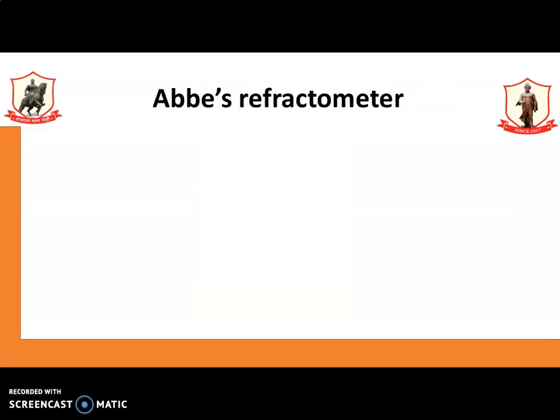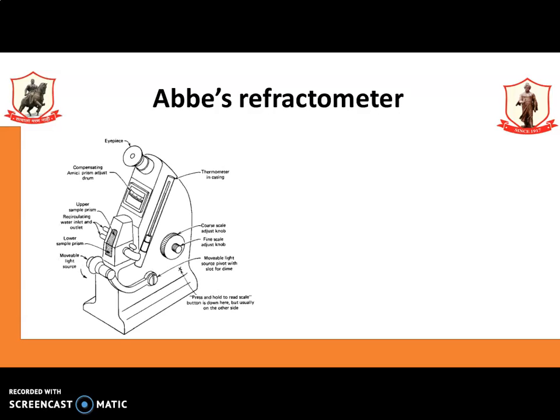Now, we will move on to the refractometer, which determines the refractive index by measuring the position of the critical ray. This is the diagram of Abbe's refractometer. If you see this particular diagram, Abbe's refractometer has different parts. This is the eyepiece. This is the thermometer to monitor the temperature. This is the coarse adjustment knob. This is the fine adjustment knob.